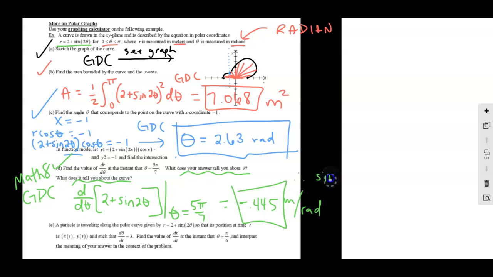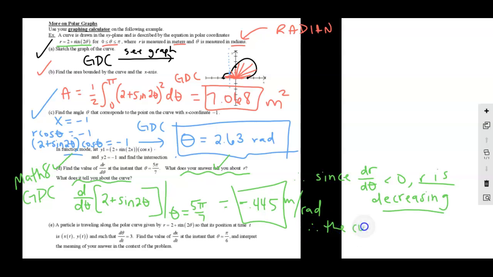Therefore, since dr d theta is less than 0, r is decreasing. We know that if the derivative is negative, then that thing is decreasing. That's what this part says. R is decreasing. What does that tell us about the curve?